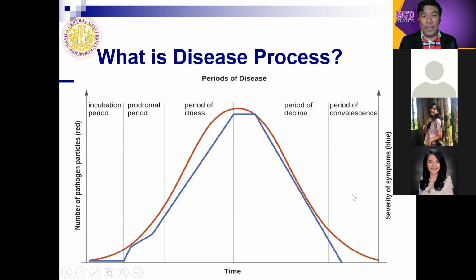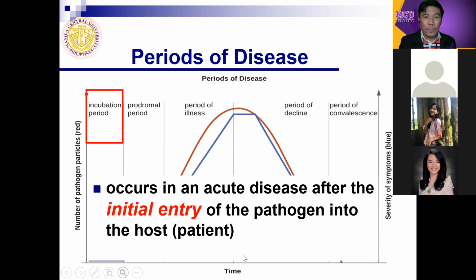So this is one way for us to know, when it comes to pathophysiology, the importance of the periods of disease. So we will proceed to a specific explanation one by one. Okay. If we say incubation period, the incubation period occurs in acute diseases. What do you mean by acute diseases?